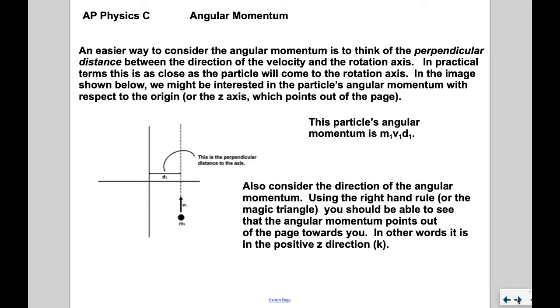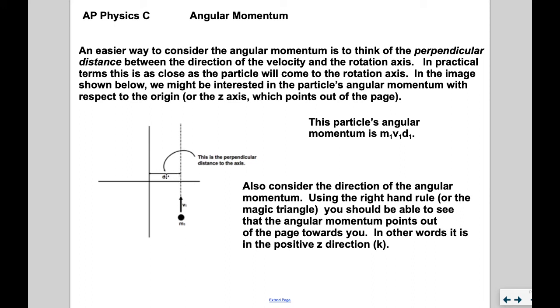So an easier way to consider this angular momentum is to think of the perpendicular distance between the direction of the velocity, or its line of action, and the rotation axis. In practical terms, this is the closest that the particle will come to the rotation axis. In the image that you see here, this particle has a linear velocity v1 that's in the positive y direction.